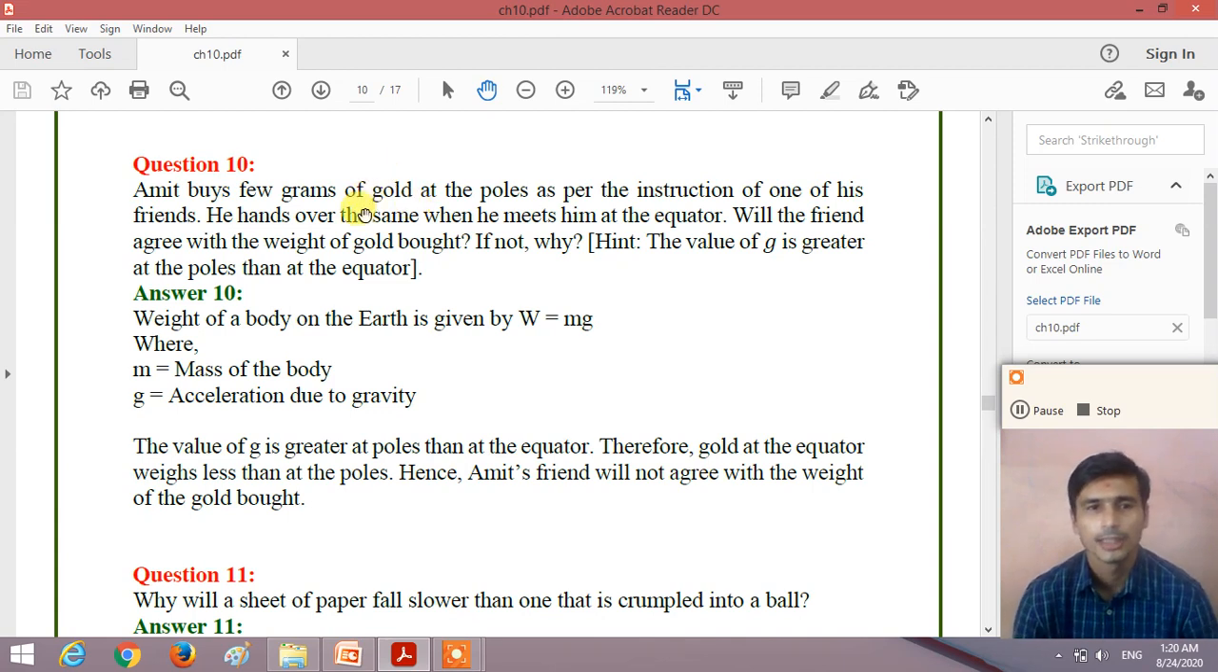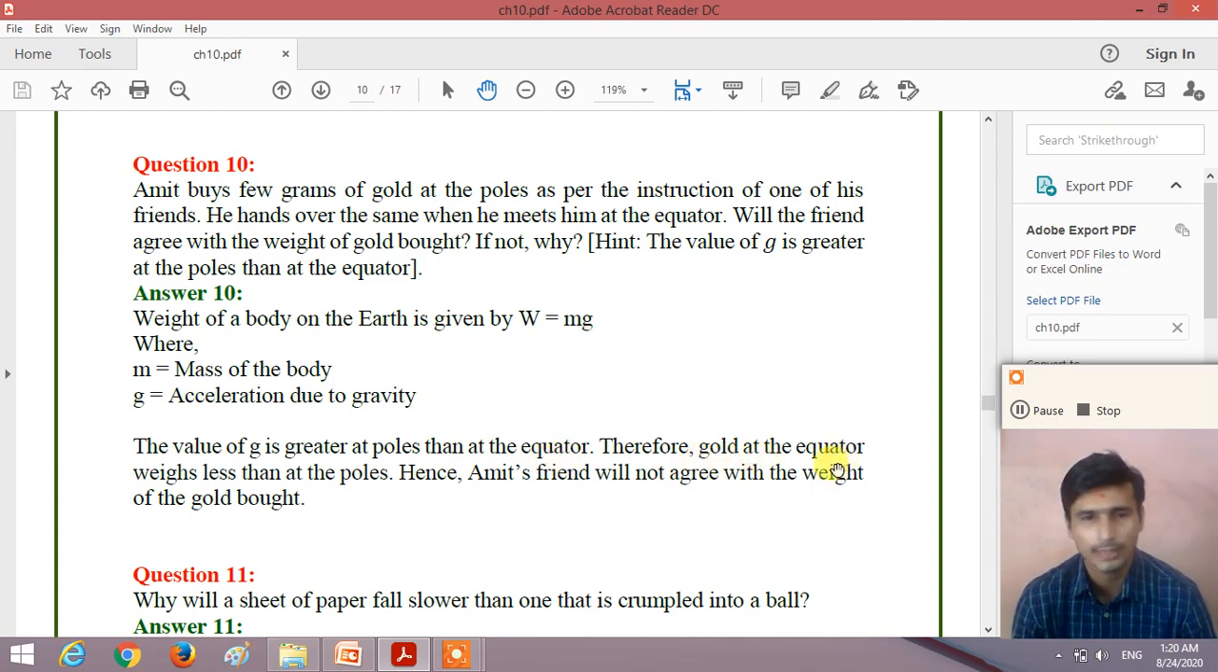So the weight of the gold is larger at the pole compared to the equator. Here the weight of the body on the earth, W, is equal to m into g, where m is the mass of the body and g is the acceleration due to gravity. Now here the value of the gravitational acceleration g is greater at the pole than the equator, right? Because the radius of the earth at the pole is smaller compared to the equator. The gravitational acceleration g is greater at the pole compared to the equator.